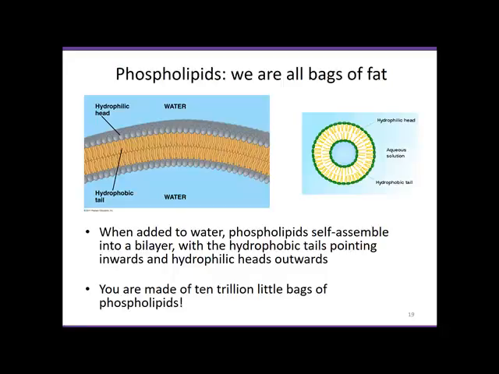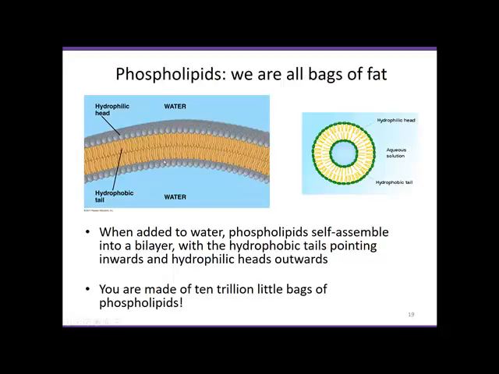So we often like to just use the cartoon version because it's easier on the eyes, right? And here we see the cartoon version of what happens when we put phospholipids in water. So keep in mind, most of our body is water, right? 70% water. And our phospholipids kind of have to coexist uneasily with this water. What they do is something kind of cool. They'll line up in this double layer. We call this double layer a bilayer.